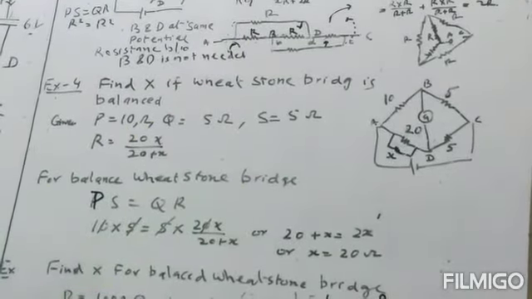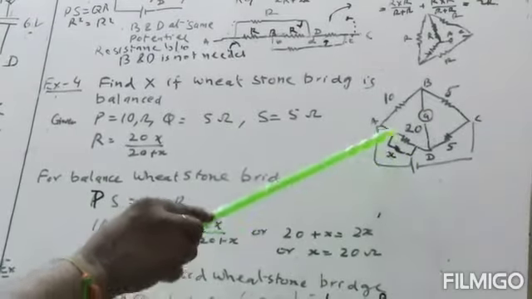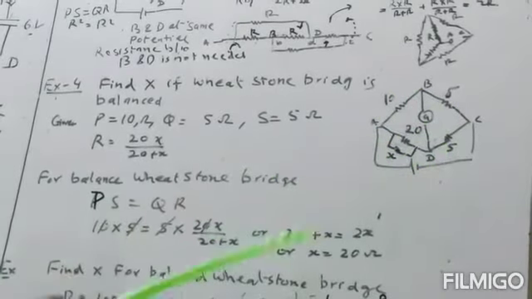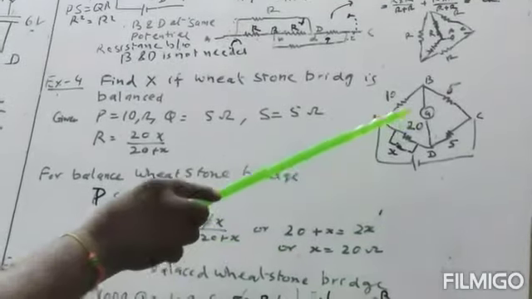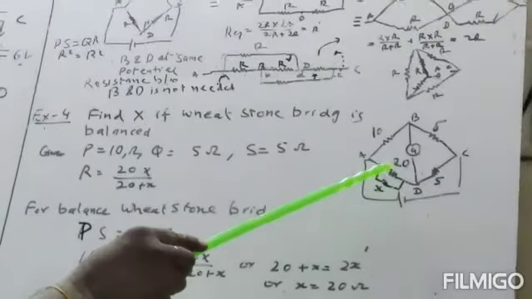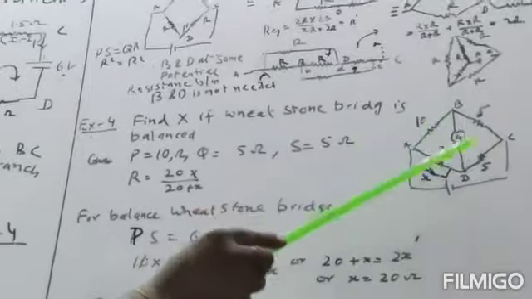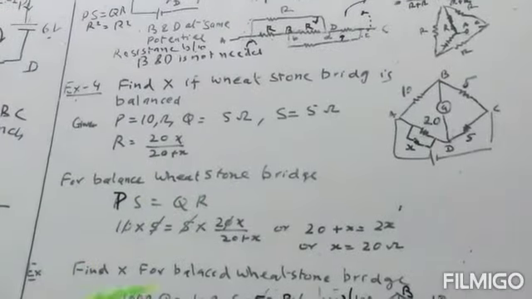We can also confirm it. 20 ohm and 20 ohm in parallel means 10 ohm. Then 10 into 5 is 50 and 10 into 5 is 50, which means your answer is correct. So you can verify your answer because 20 and 20 are parallel, so the resistance will be 10. 10 multiplied by 5, 10 multiplied by 5. They are equal, so it is a correct solution.